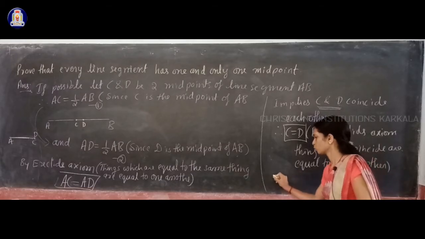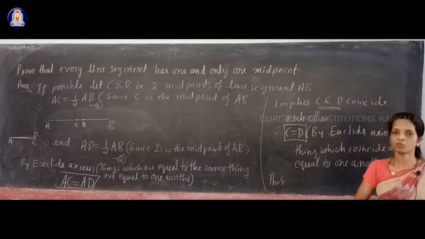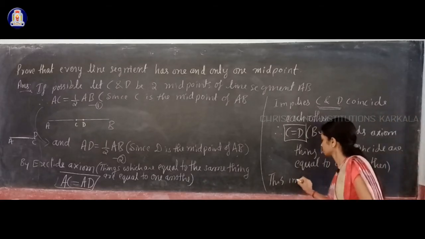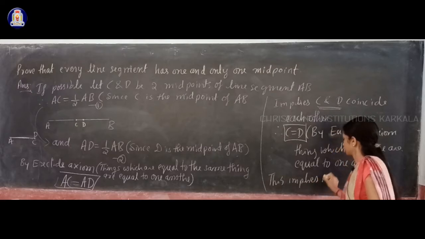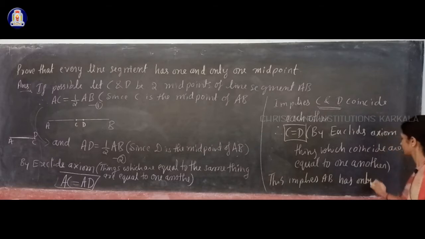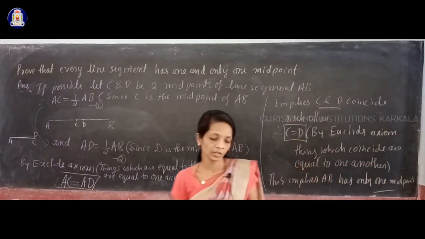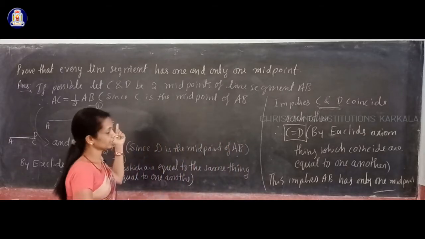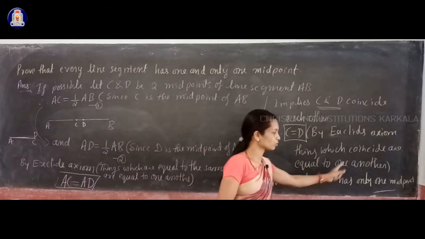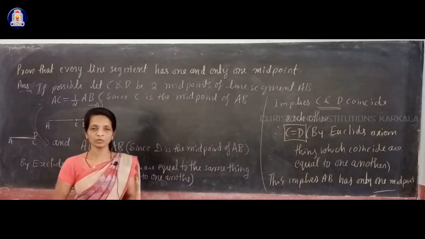Okay, so this implies what? This implies any line segment has only one midpoint. This implies AB has only one midpoint. So that is the conclusion. Here we took AB as any line segment and we proved that it has only one midpoint. So that proves that any line segment has one and only one midpoint.